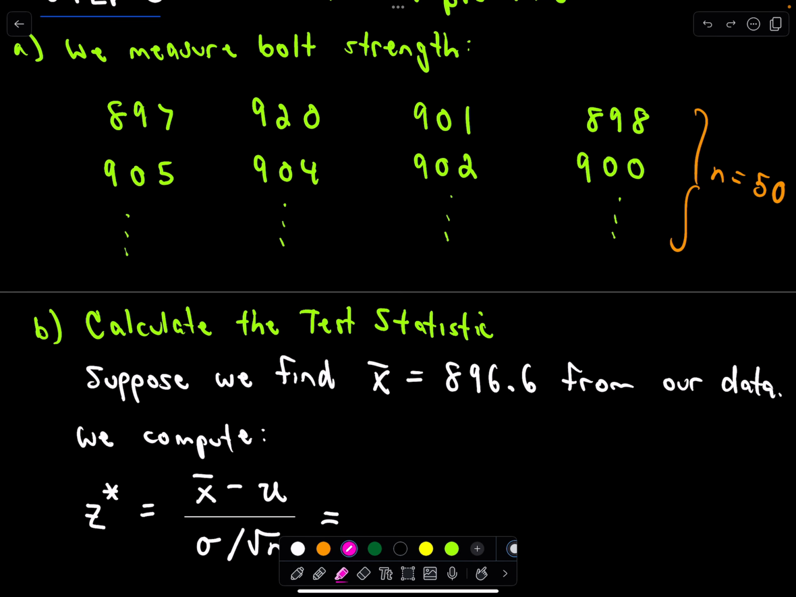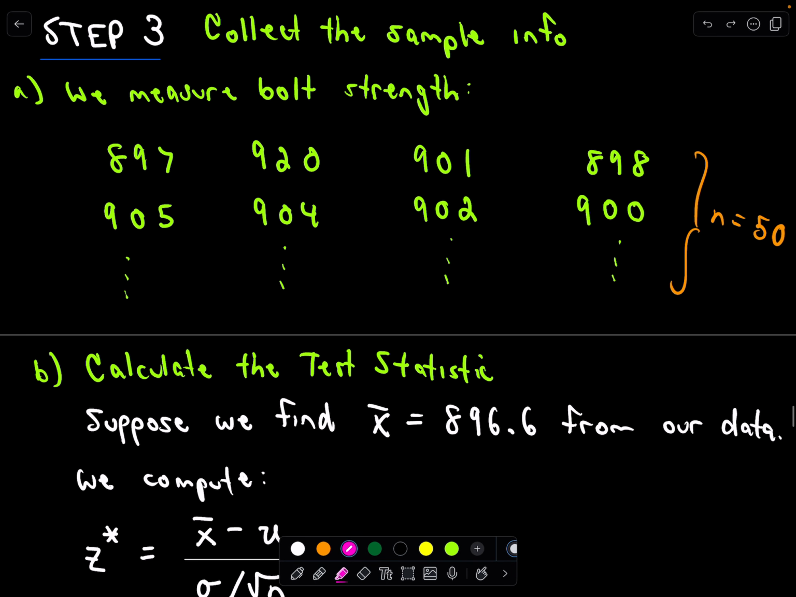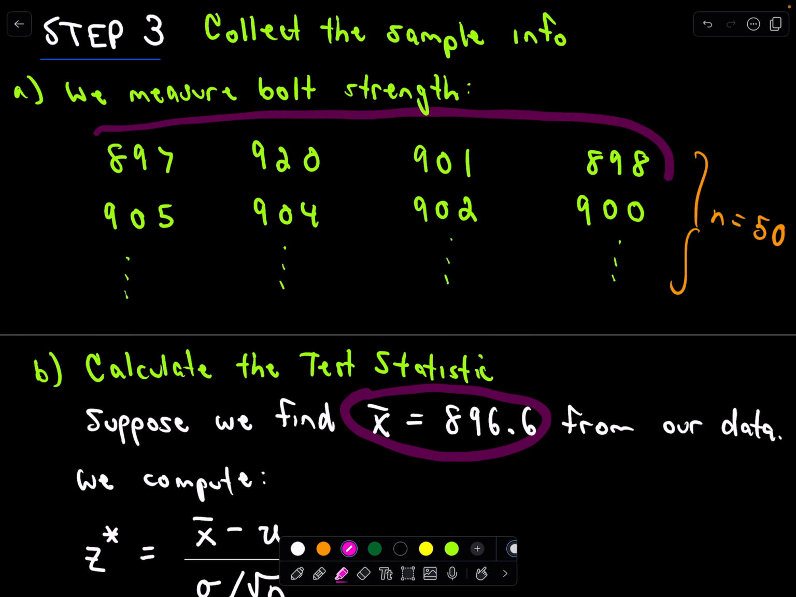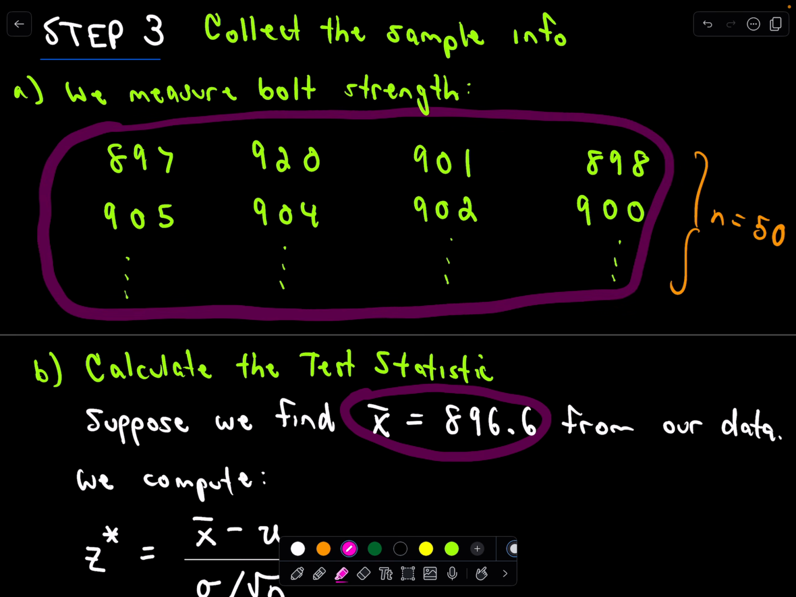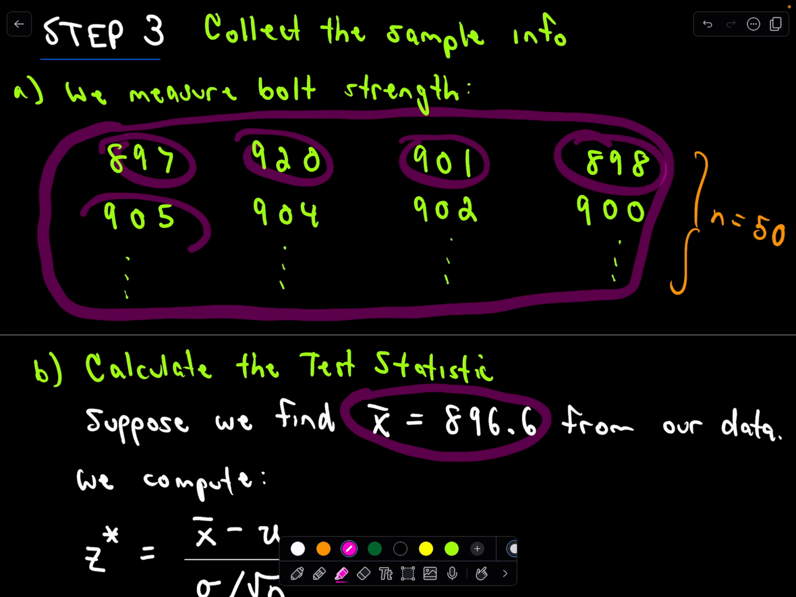Well, now I'm going to compute the test statistic. We have to find the average. Now, I picked this number at random to make my math work out, so I obviously don't have all 50 of these numbers right now. Suppose I do collect 50 sets of data. I add all of those values up.